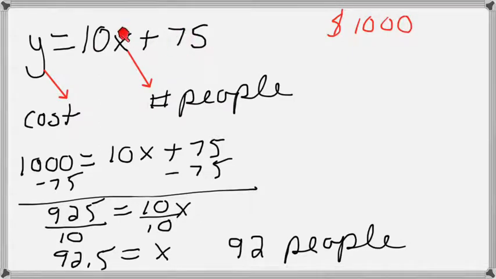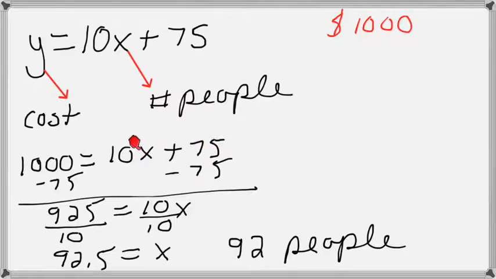It's important to pay attention to what the x and y mean, and you can use your table to help you with that. The x is the number of people, and the y is the total cost for the athletic banquet. So if they tell me that I have $1,000 or I spent $1,000, that 1,000 has to go in the y spot, because y represents cost in dollars. I'm solving the equation 1,000 equals 10x plus 75.